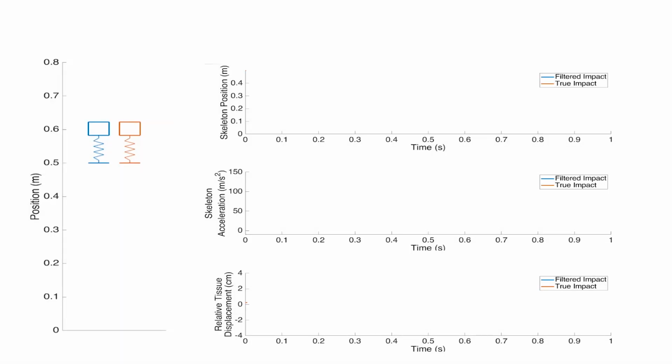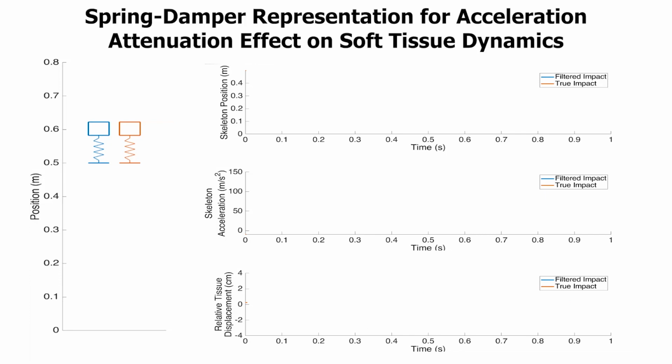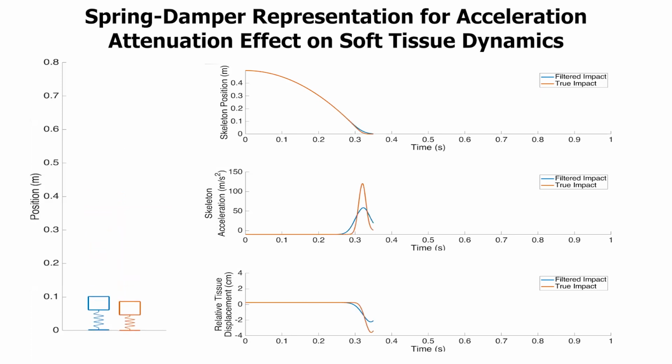Using a spring damper mass system to represent soft tissue, we demonstrate conceptually the role of impact accelerations in exciting soft tissue motion. Two spring systems, one using filtered kinematics in blue and the other using true kinematics in red, are dropped onto the ground. Upon impact, we see that both systems have similar position traces, yet the system with filtered kinematics in blue has only half the impact acceleration. This in turn results in smaller mass oscillations that continue after the impact.